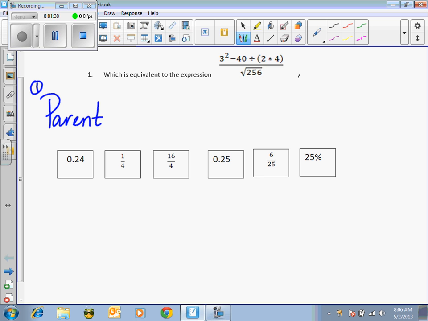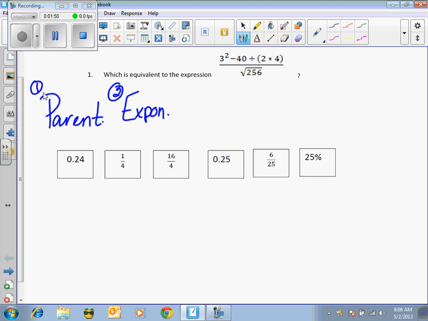The second thing that we want to take care of when we're doing the order of operations are our exponents. Exponents include the 3 to the 2nd power in this problem, and to be honest with you, I would include the square root of 256 as well. It's kind of like the reverse of exponents.